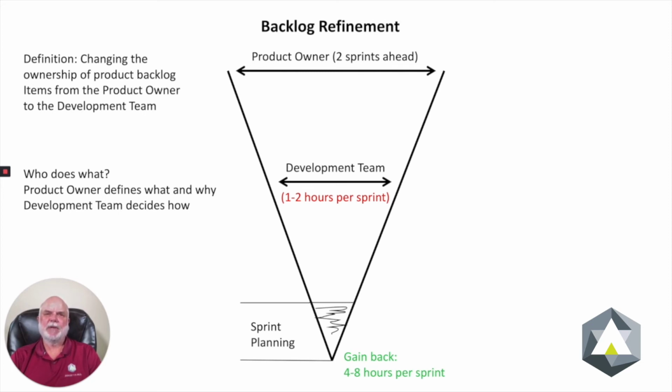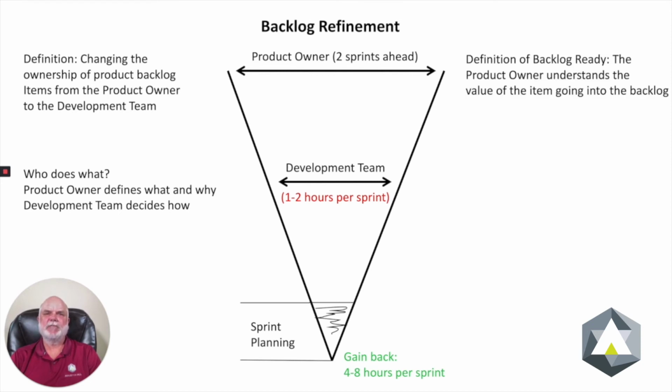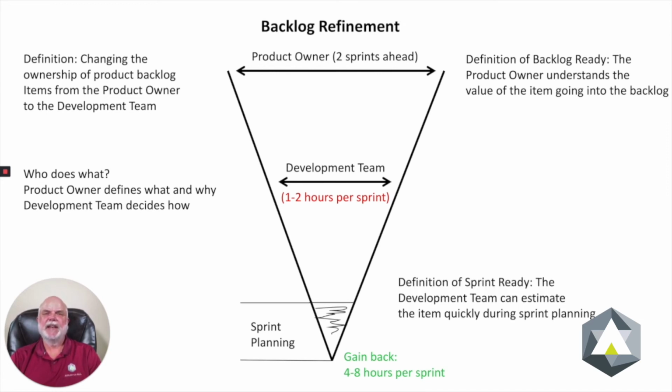Now let me give you a couple of quick definitions that I like to use. The first is definition of backlog ready. It's backlog ready when the product owner understands the value of that item. Second definition is sprint ready. It's sprint ready when the team believes that they can estimate it quickly when you get to sprint planning.